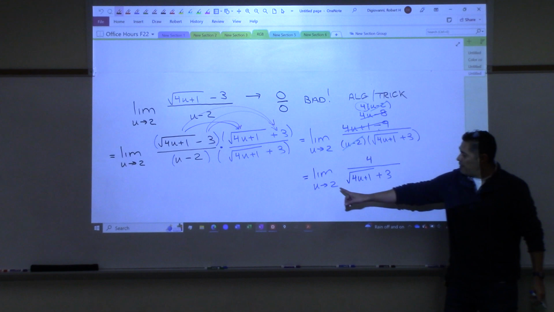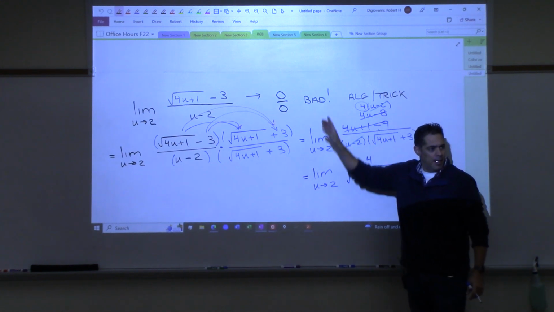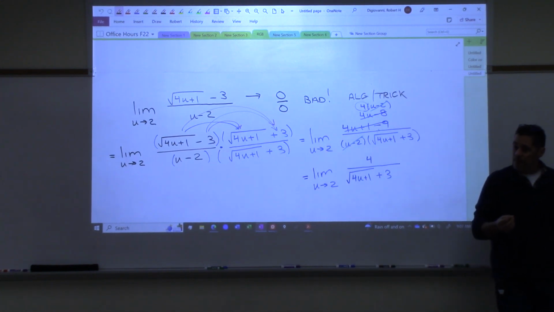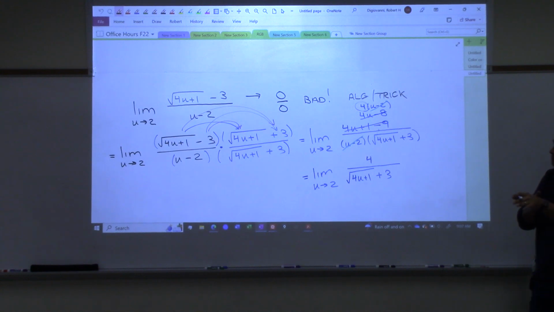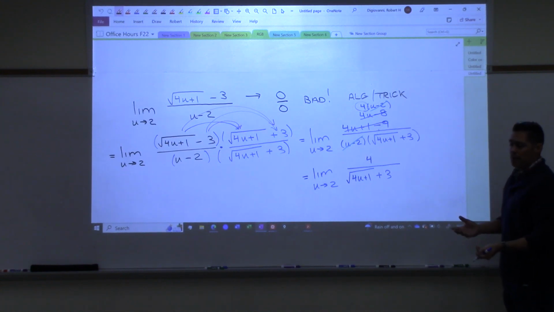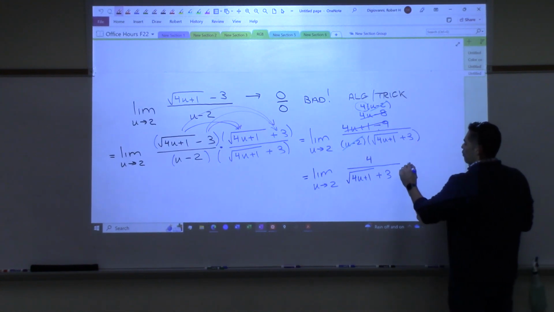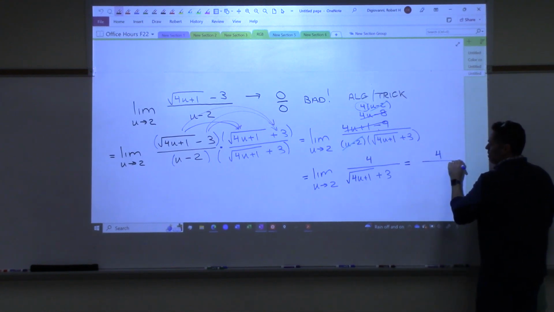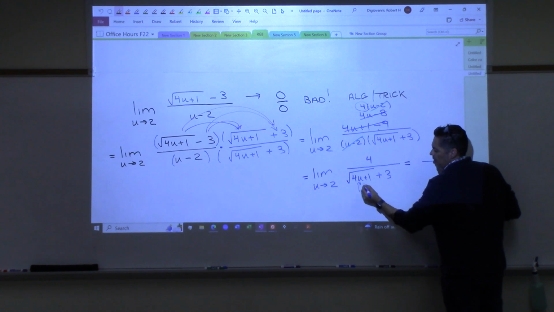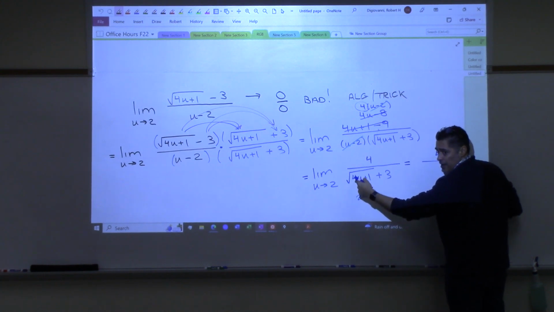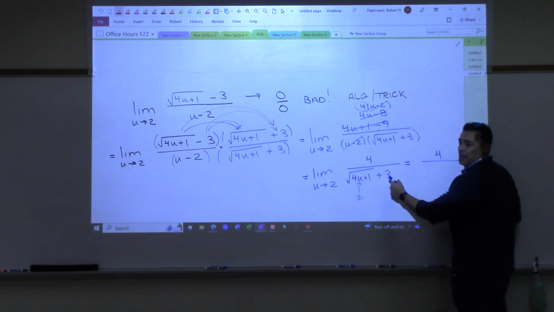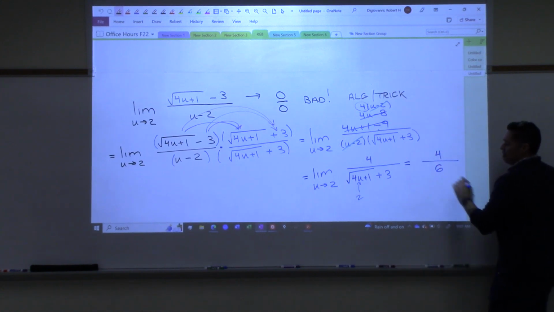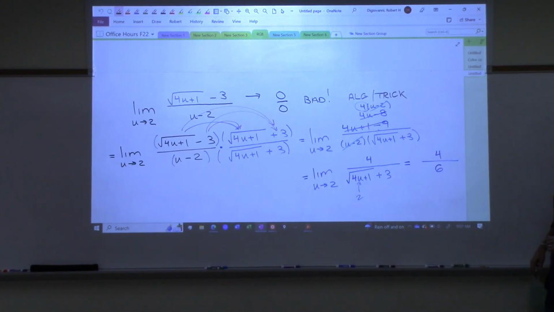Okay, notice I still have the limit, right? Limit, limit, limit, limit. It's not until this step that I'm going to let u go to 2 that I'm actually going to stop writing the limit. And I should not get 0 over 0 anymore. So equals, okay, 4 on top. On the bottom, let's plug 2 in right there, right? So you just get 8, and then plus 1 is 9, square root of 9 is 3. 3 plus 3 is 6. So you get 4 over 6, and then that reduces to be 2/3.